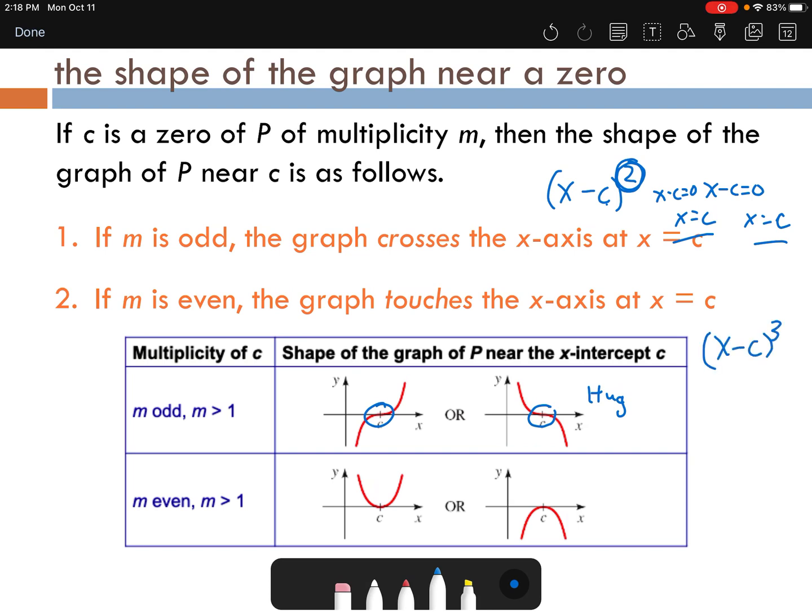But when it's x minus c cubed, we're going to have multiple zeros. Oh, geez, I just said that wrong. This is backwards. Sorry.